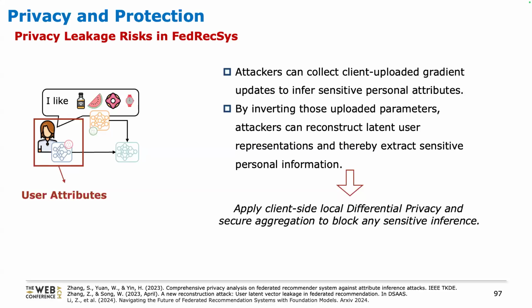To defend against these attacks, we need to go beyond hiding the raw user data. Applying additional privacy-preserving techniques like local differential privacy on the client before any upload, and combining it with more secure aggregation at the server can effectively mask both gradients and parameters, blocking attackers from inferring anything sensitive about the user profile.